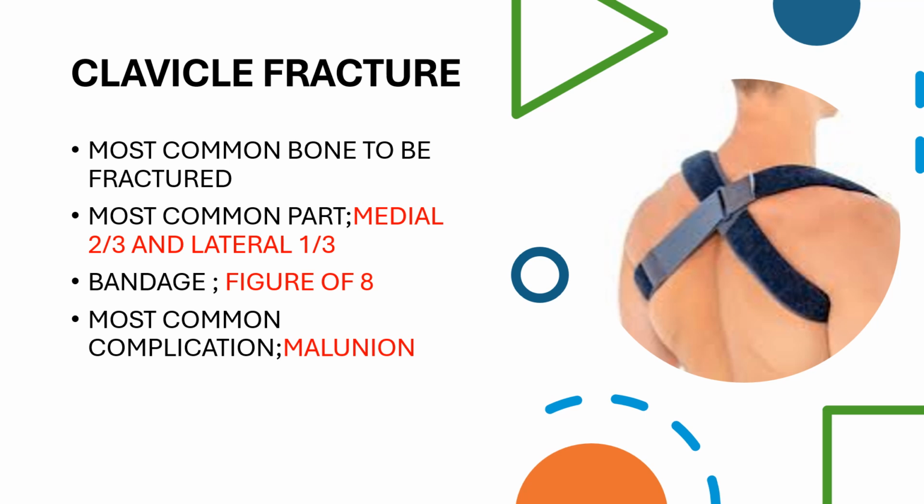First, clavicle fracture. Clavicle is the most common bone to be fractured. The most common part to be fractured is medial 2 by 3rd and lateral 1 by 3rd. The type of bandage used is figure of 8 bandage as you can see in the image. The most common complication of clavicle fracture is malunion.